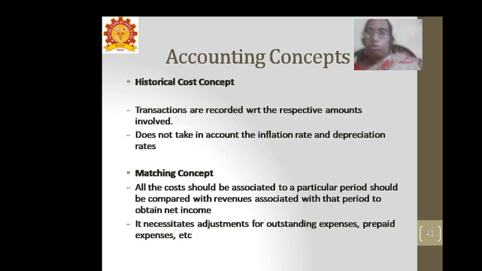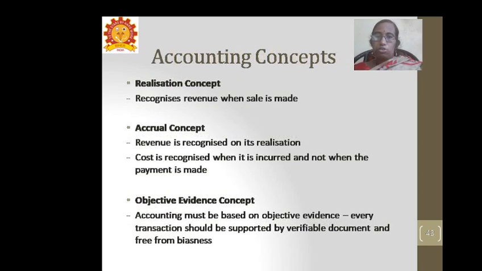Next we have the matching concept. The matching between the expenditures and the incomes is going to be important. All the costs are going to be matched with the expenditures and the incomes. Next, we have the realization concept. The revenue can be realized at a later date, and the revenue is realized when the sale of the goods is made.